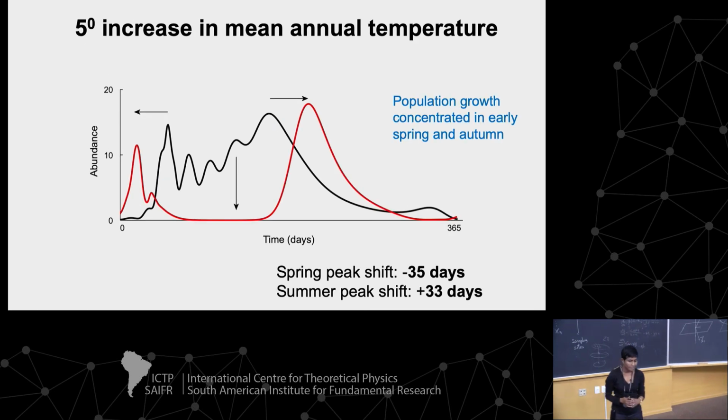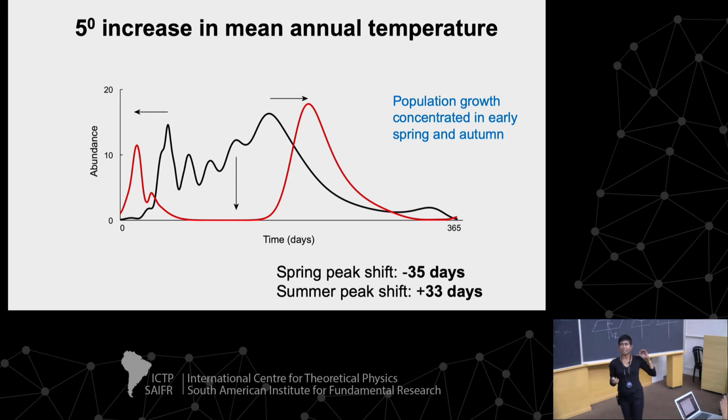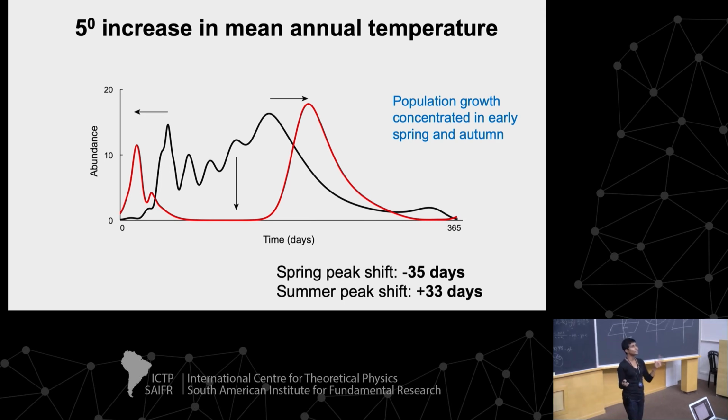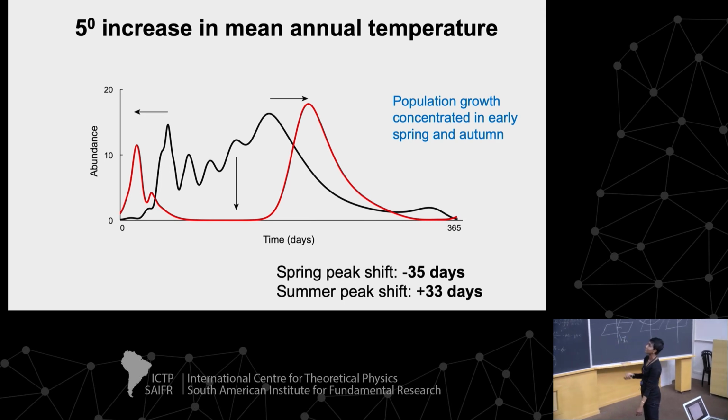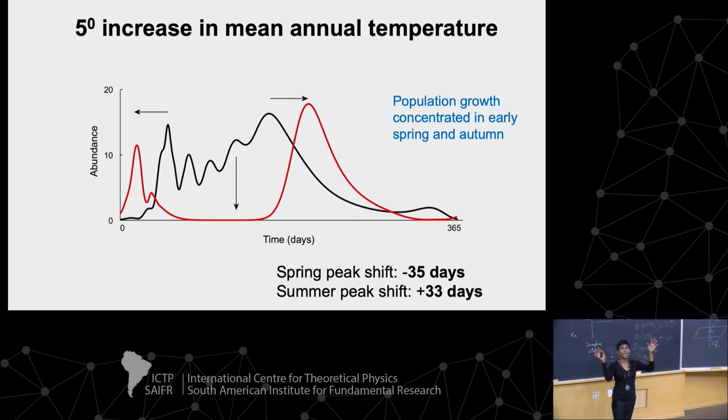Now, if you have a 5-degree increase in the mean annual temperature, you can see that the temperatures are so warm that there's literally no development, and mortality is so high that summer abundances are so low that it takes a long time for the species to recover, and recovery only happens after the temperature has declined to a level at which it can function, assuming it hasn't gone extinct here. So the population growth is increasingly concentrated in early spring and autumn. That is just to show you what happens when summers are very warm. That is the phenological shift.